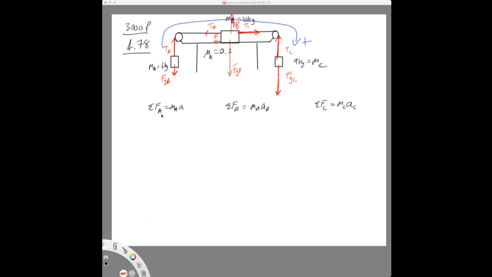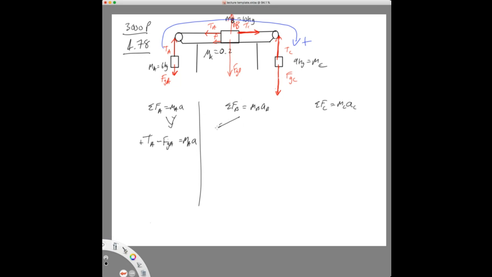Okay, so on mass A, I really only need to look at the y direction. I have TA and FGA equals m sub A times acceleration. And in terms of the signs of the forces, the TA is the one that goes with my blue arrow, so it gets a plus sign, and the FGA gets a minus sign. Okay? I'm just going to make a little barrier there.